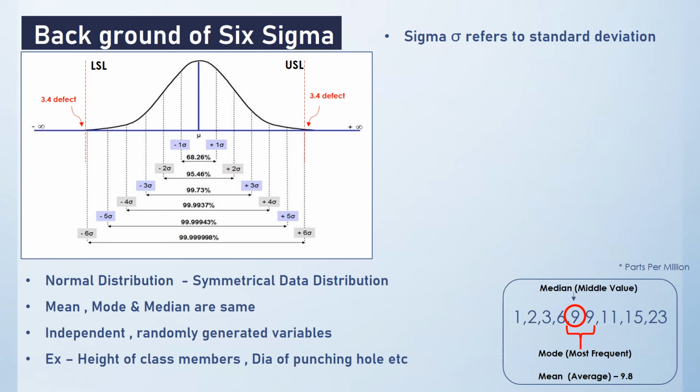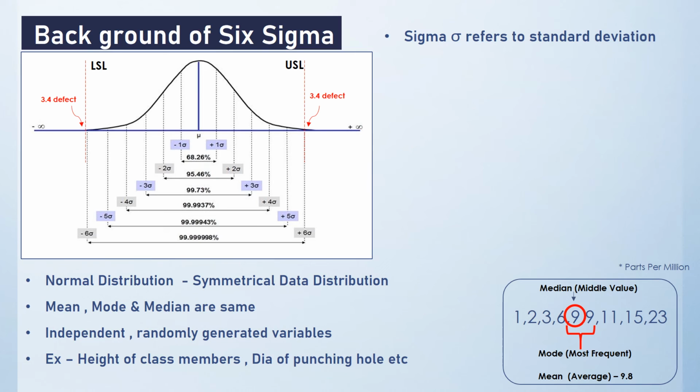These are data randomly taken and independent data. Examples are height, class members, diameter of a punched hole, and any dimensions of a machined part. It may be manufacturing data, or it may be any service data. Any data, if you are plotting it in the normal distribution curve, the spread around the mean is called standard deviation. Taking that unit and categorizing it into 1 to 6 sigma, the area covered in 6 sigma will be nearly 100%.